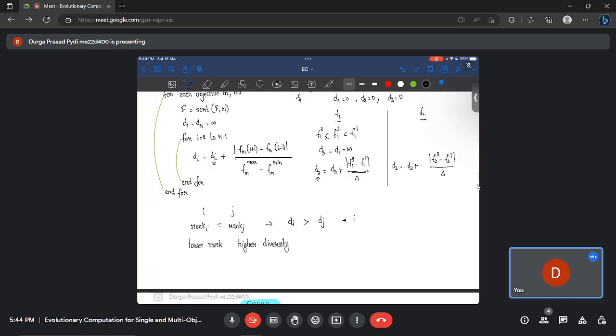All the remaining operators will remain the same. Your crossover and mutation do not depend on your fitness value, so they will remain the same. And the next step will involve your survivor selection.